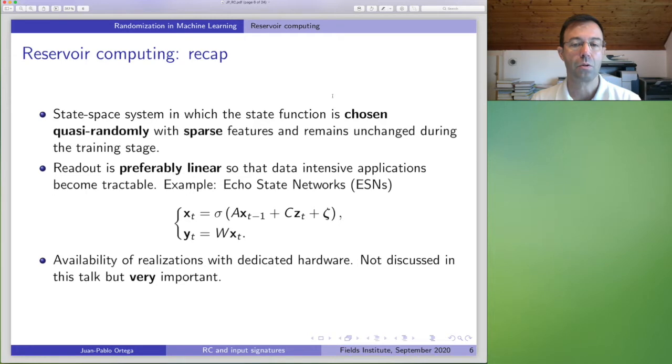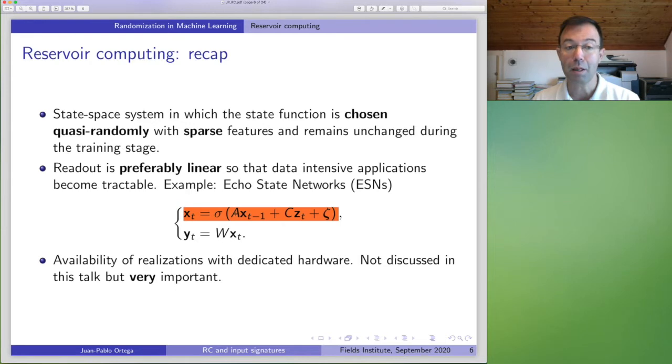And so is the possibility of modeling or approximating that object with a quasi-randomly chosen state space system with sparse features, if possible, right? And then we want the readout to be linear. An example are the echo state networks that you already saw in other presentations. Here, the thing that is not random is the choice of this functional prescription, but the A, the C, and the zetas are randomly chosen.